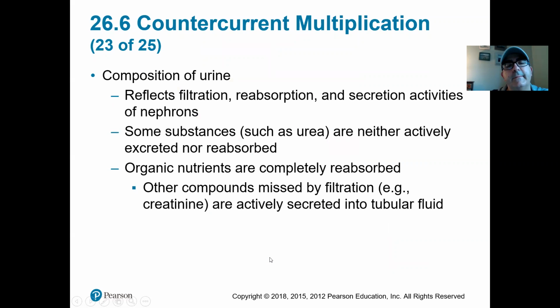Okay, so the composition of urine reflects the filtration, the reabsorption, and the secretion activities of the nephrons. Some substances, like urea, are neither excreted nor reabsorbed. Urea can't get across that. But there are other organic nutrients that are completely reabsorbed.